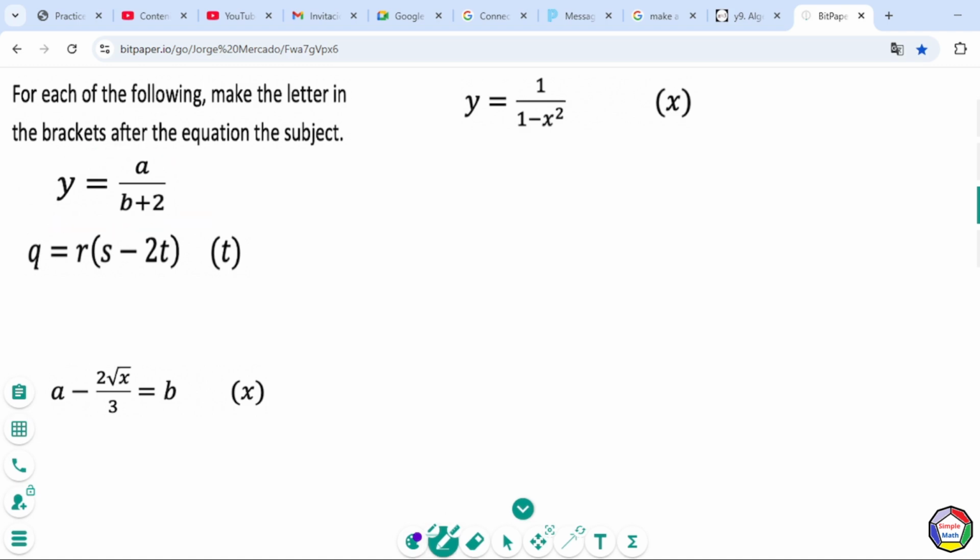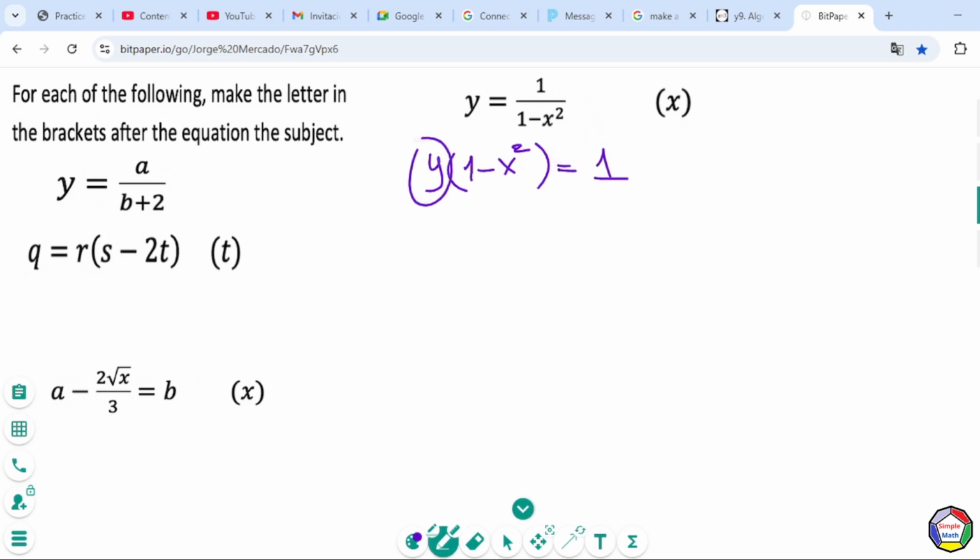So I'm going to take everything that is divided in the 1 and I will move it to the other side. Yes, 1 minus x squared, I will pass to the other side. How? Using the inverse operation of the division, which is multiplication. Okay, so I'll say that y times (1 minus x squared) is equal to 1.